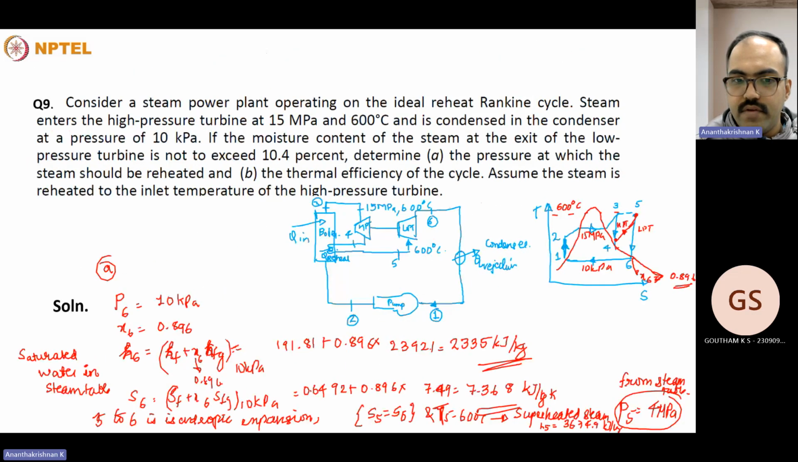So efficiency straight away you can calculate, that will be equal to 45%.